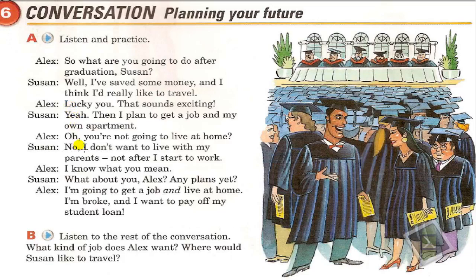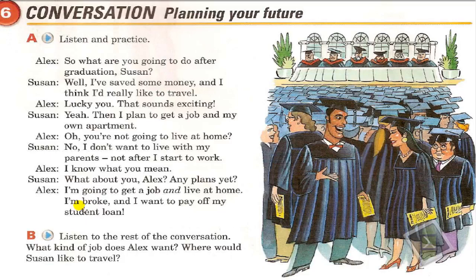So what are you going to do after graduation, Susan? Well, I've saved some money and I think I'd really like to travel. Lucky you. That sounds exciting. Yeah. Then I plan to get a job and my own apartment. Oh, you're not going to live at home? No, I don't want to live with my parents. Not after I start to work. I know what you mean. What about you, Alex? Any plans yet? I'm gonna get a job and live at home. I'm broke, and I want to pay off my student loan.